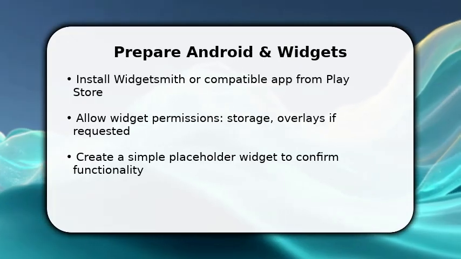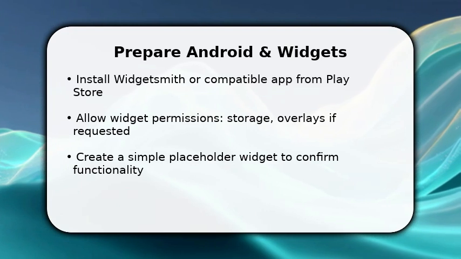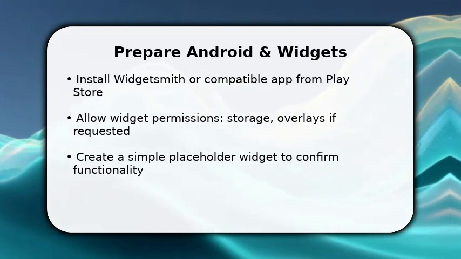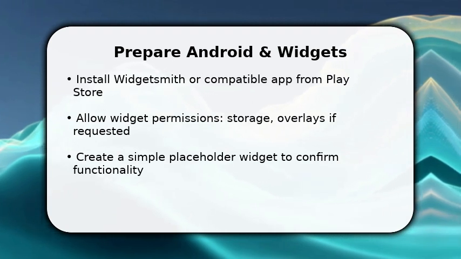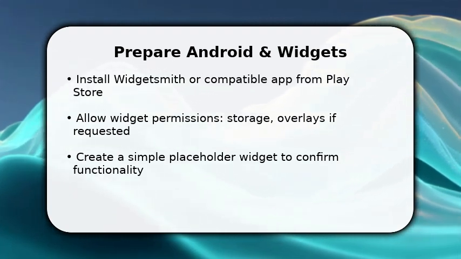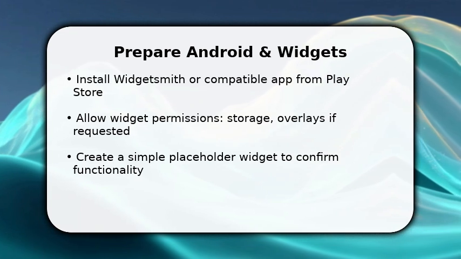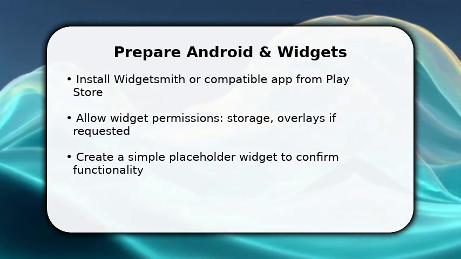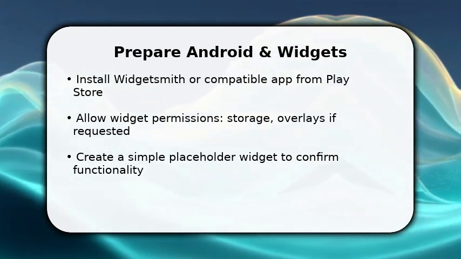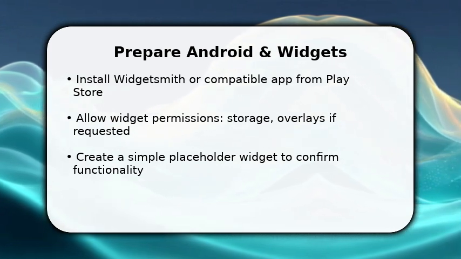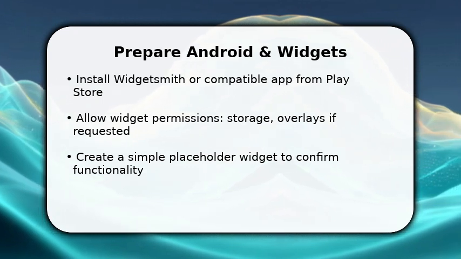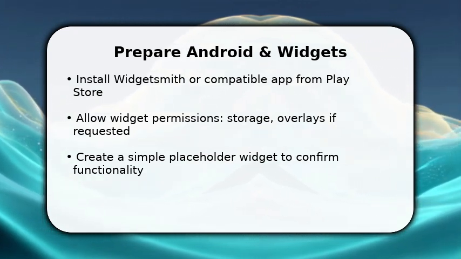You start by confirming your Android version and installing Widgetsmith or a compatible alternative from the Play Store. Once done, open Settings and grant required permissions so widgets can read images and run overlays. Next, create a basic placeholder widget on the app to ensure it appears in the widget picker. This proves the app can deliver content to your home screen. Doing this first prevents permission blockers later and speeds up the design steps that follow.